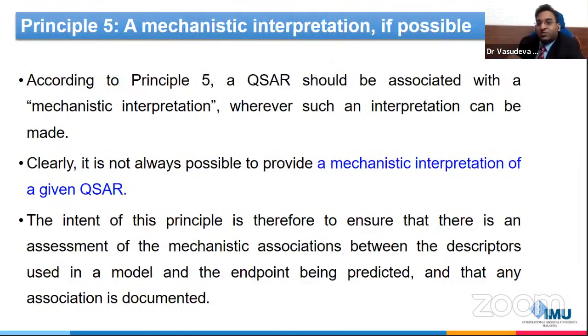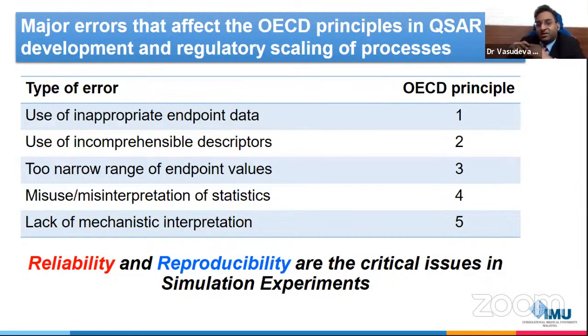So one of the major errors affecting this is the use of inappropriate endpoints. OECD principle 1 will be affected. Your bioassay must have an appropriate endpoint, and incomprehensible descriptors will also affect it. You can also see too narrow a range of endpoints, misinterpretation of statistics, lack of mechanistic interpretation. So OECD principles are mainly affected because of these errors.